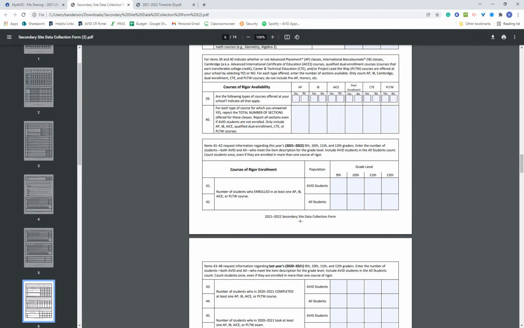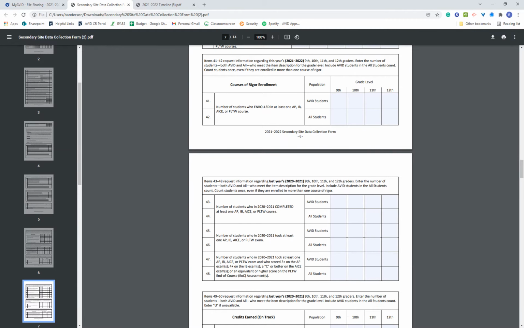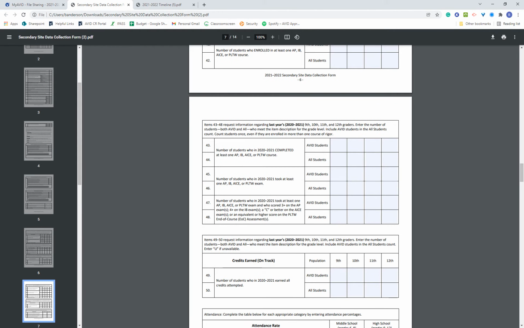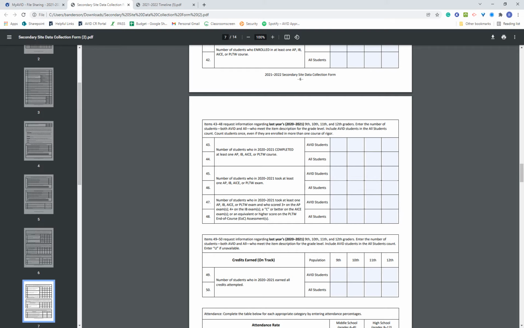Here we want to know on your campus, are you offering AP, IB, AICE, dual enrollment, CTE, or PLTW, and if so, the number of sections. And then we want to look at who are the students enrolled in those courses. Are AVID elective students taking them, and if so, at what grade levels? Are they completing the course? Are they completing the exam? And if they are taking the exam, are they considered passing on the exam?